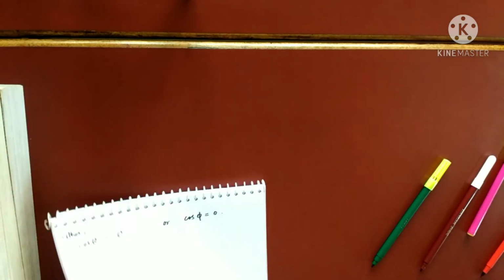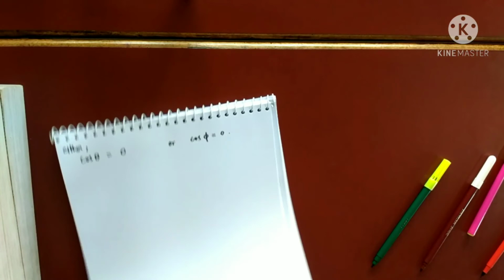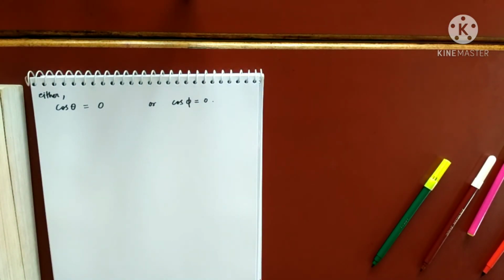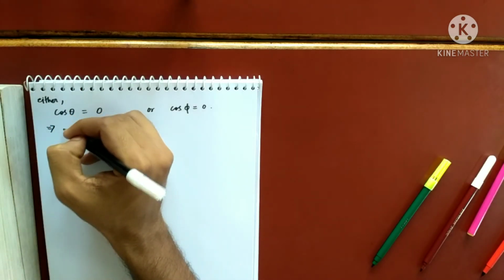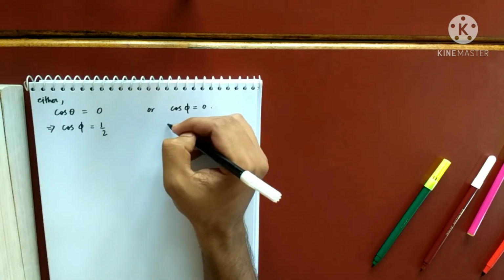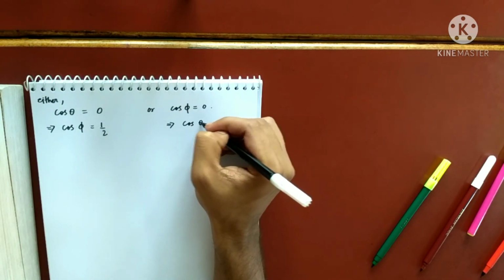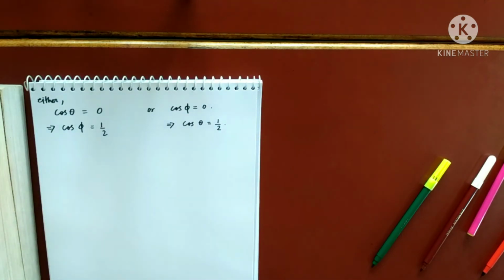Now you see, when cos theta is 0 and this is 0, cos phi will be half, and similarly the other way around. So let me write that. When cos theta is 0, this implies cos phi is half, and when cos phi is 0, that will imply cos theta equals half. So these are my cases.